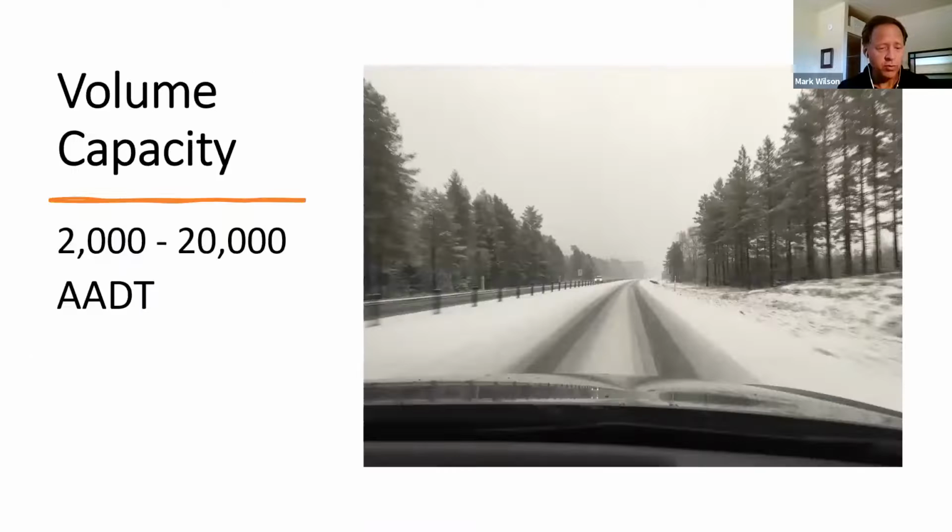Sweden has been building 2+1 roads with volume capacities between 2,018 to 20,000 average annual daily traffic. And in the last number of years, they've also started converting many of their smaller 9-meter 2-lane roads to a 2+1 profile, which requires some minor widening of the road platforms in some of the locations.